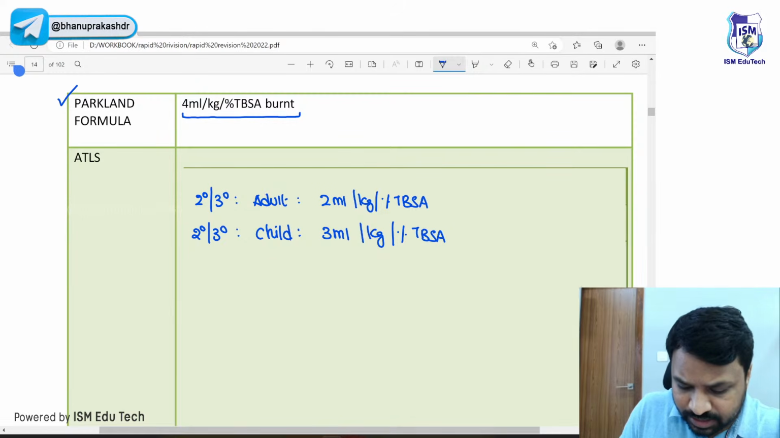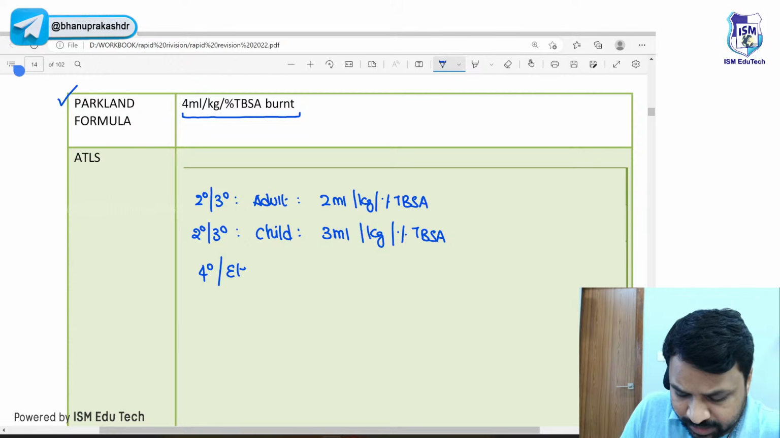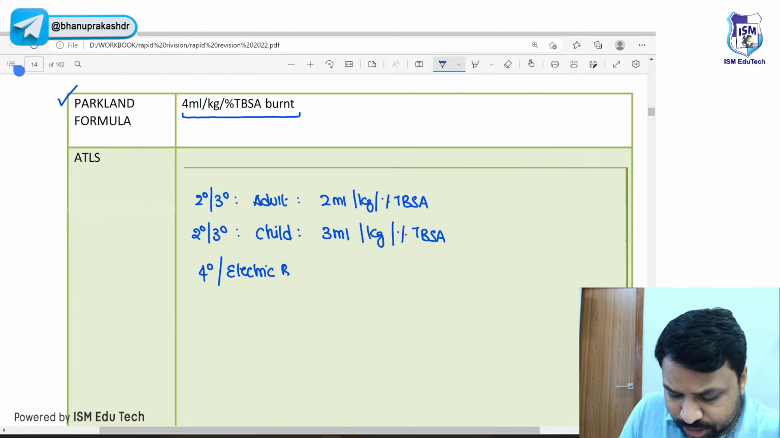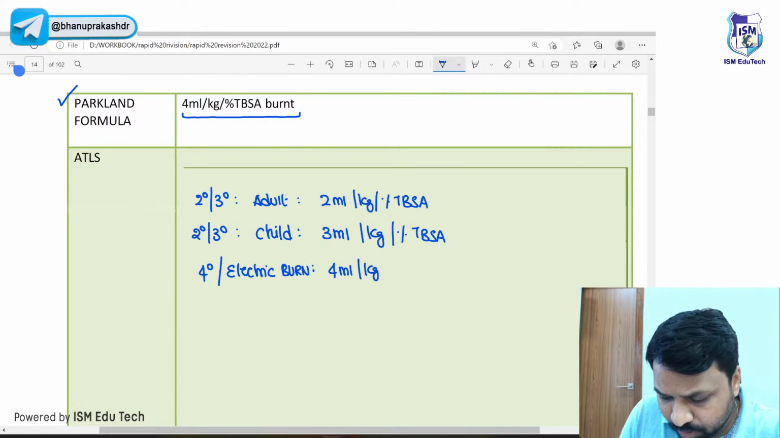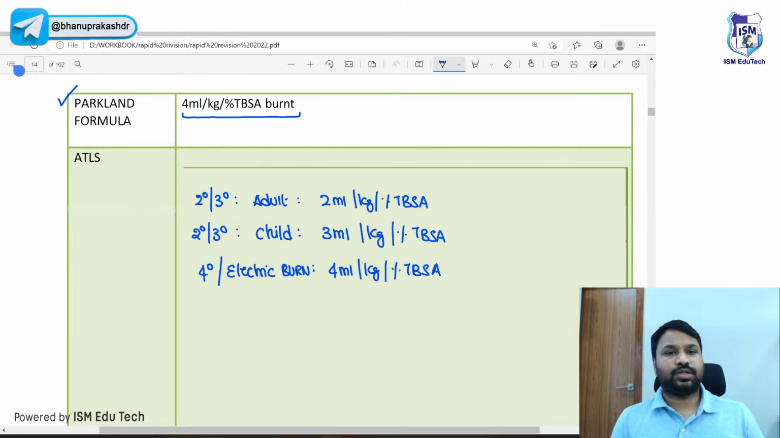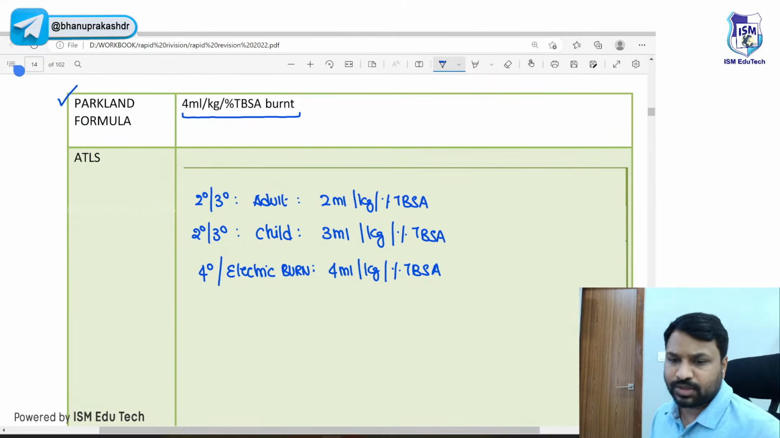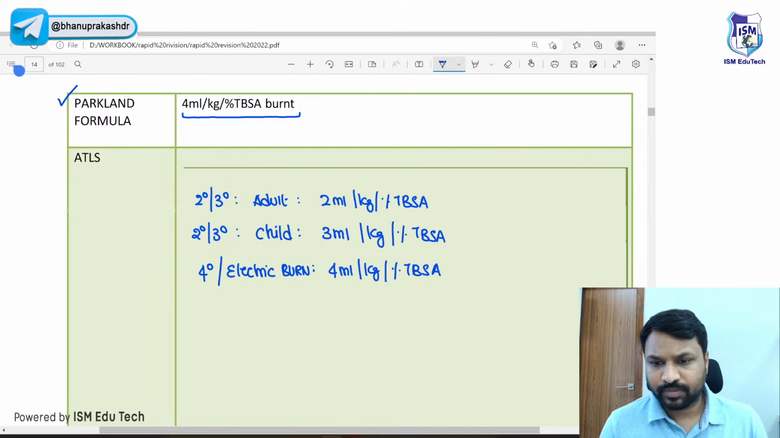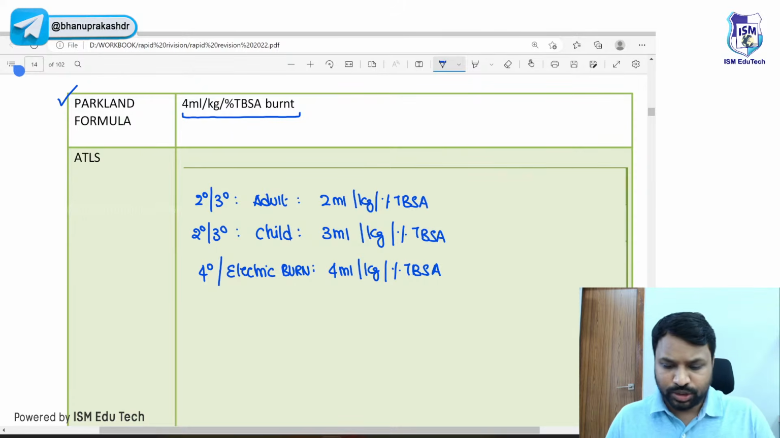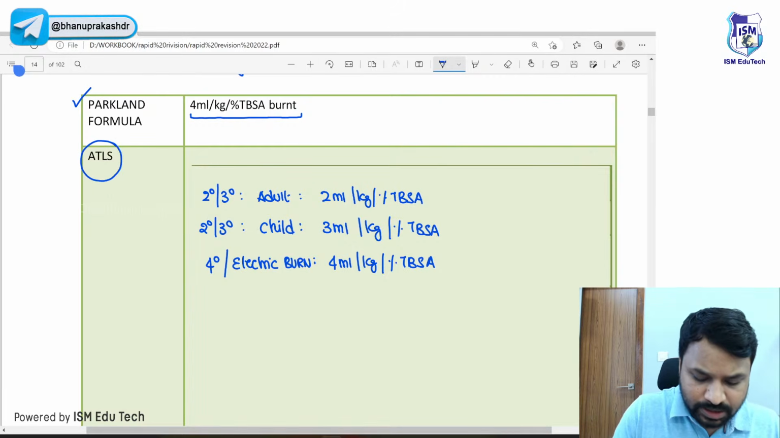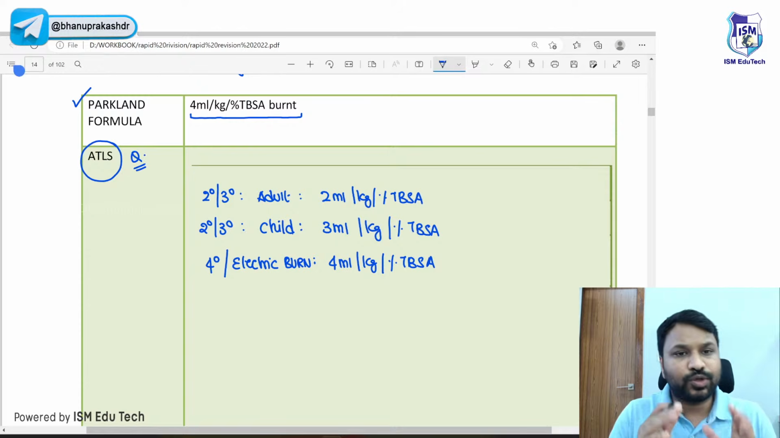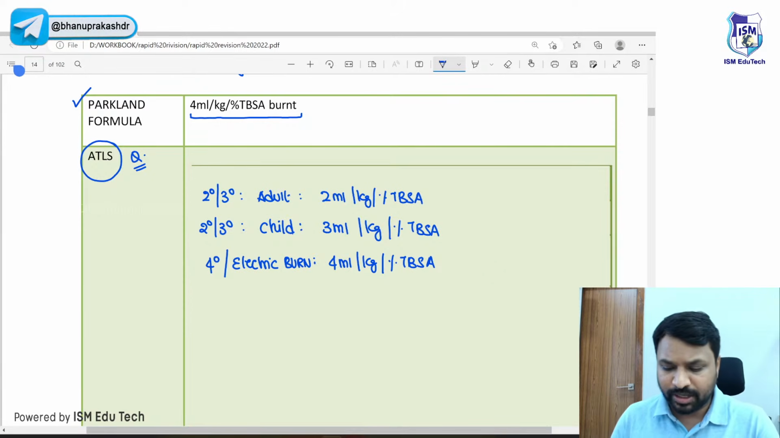Next, if there is a fourth degree burn, or if it is an electric burn, irrespective of the age, we will take it as 4 ml per kg per percentage of total body surface area that is burnt. Right? So second degree, third degree, adult is 2, child is 3, electrical burn or fourth degree is going to be 4. So this is on the basis of ATLS. Again, please do not confuse. Parkland is different, ATLS is different.